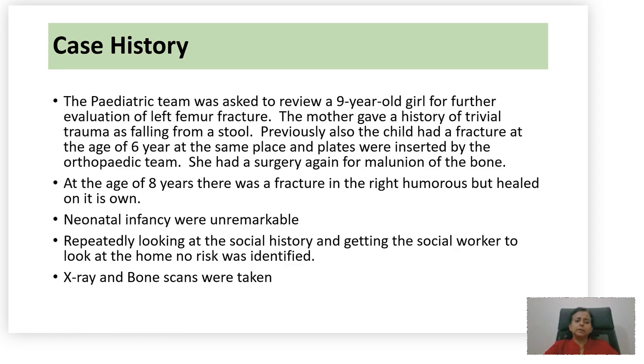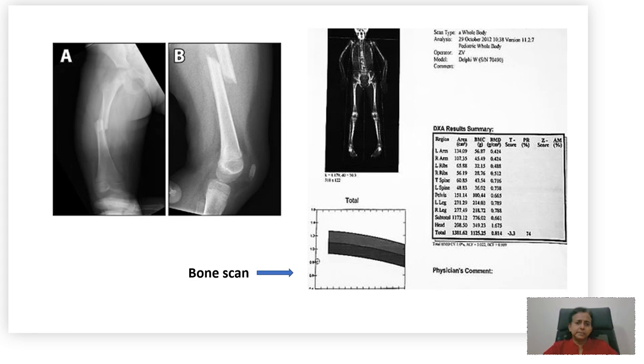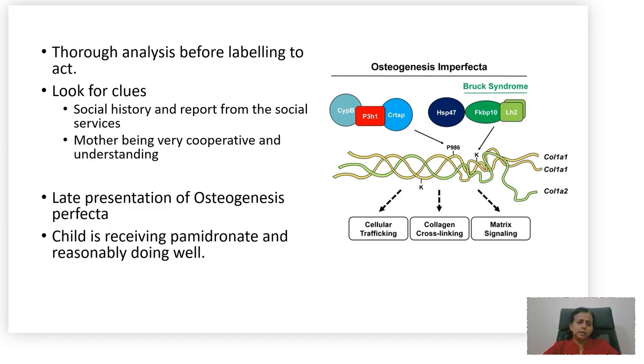So repeatedly we had to look at the social history, asking about the background, who else is there, and so on and so forth. We sent the social worker to look at the home and assess the home situation. There was no risk identified. And then we did the x-rays and bone scans. Obviously the x-rays showed multiple fractures. The bone scan also showed some diffuse density problem. So the diagnosis was made as osteogenesis imperfecta.